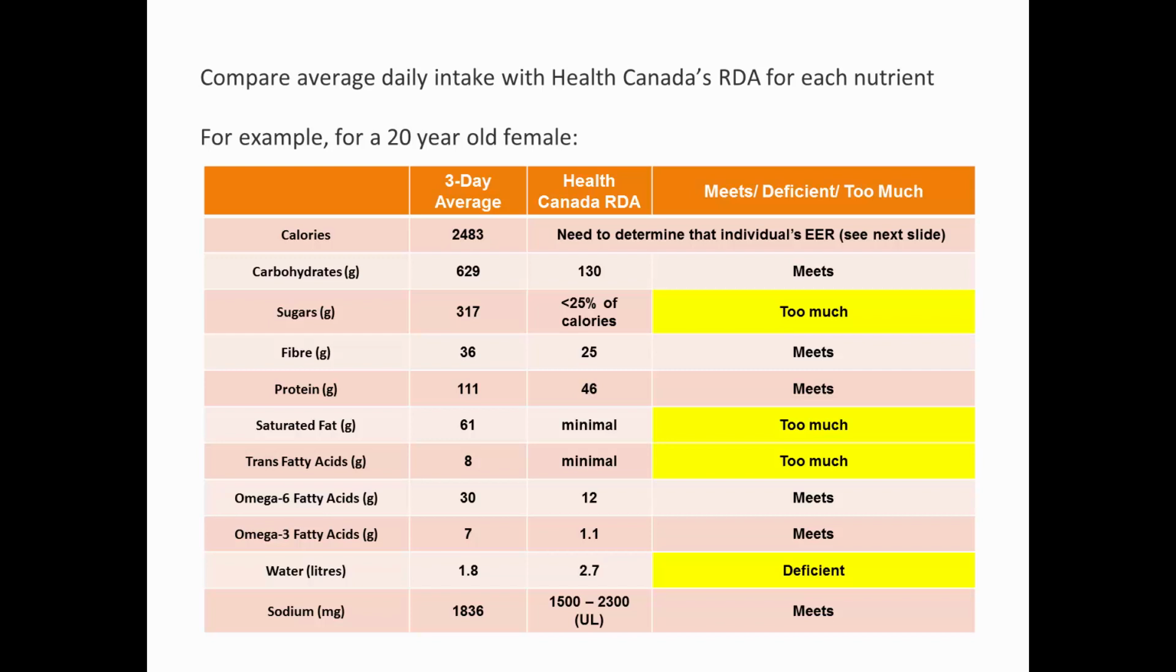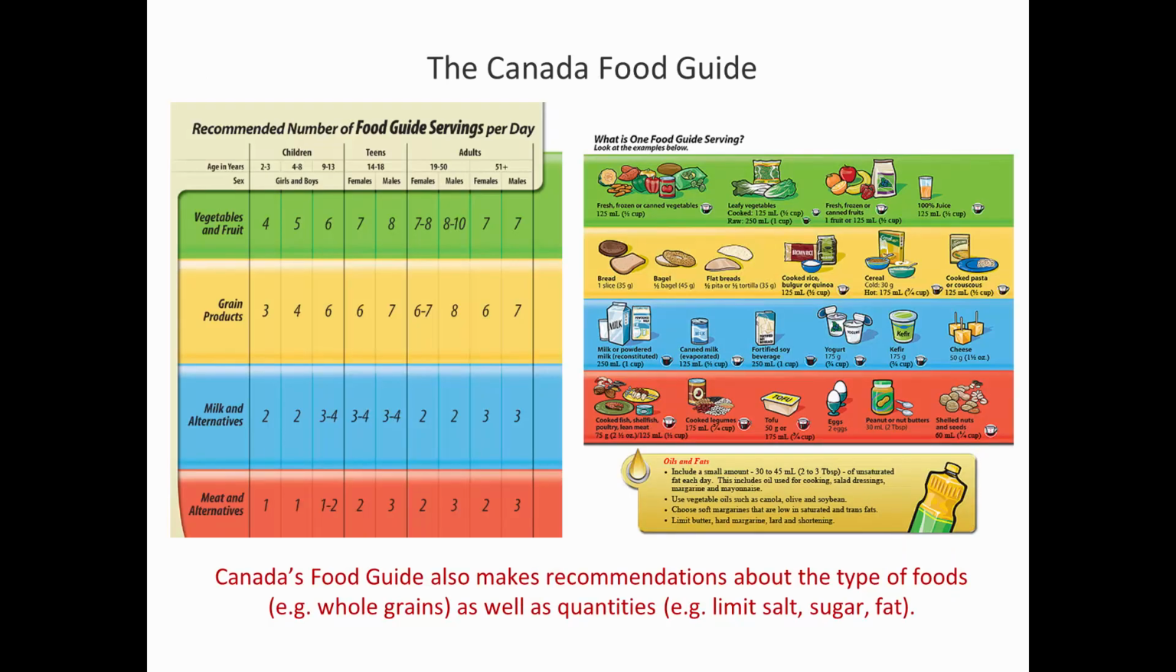So Health Canada came up with Canada's Food Guide to help us give a rough estimate of recommendations for nutrients. If we follow their food guide, and their food guide is based on 4 different food groups: vegetables and fruits, grain products, milk and alternatives, and meat and alternatives. And the idea is to get a specific number of servings from each group.